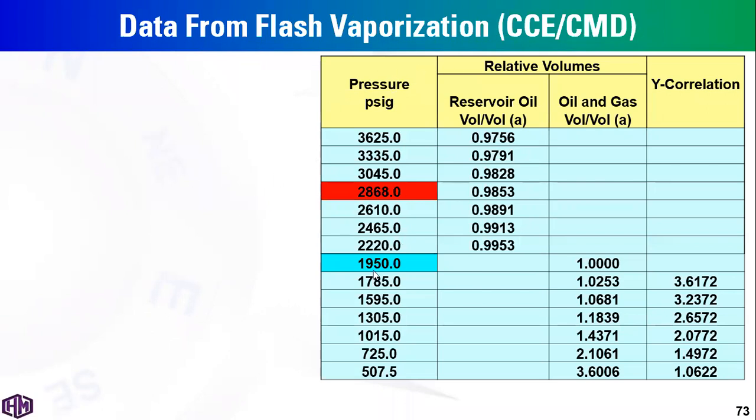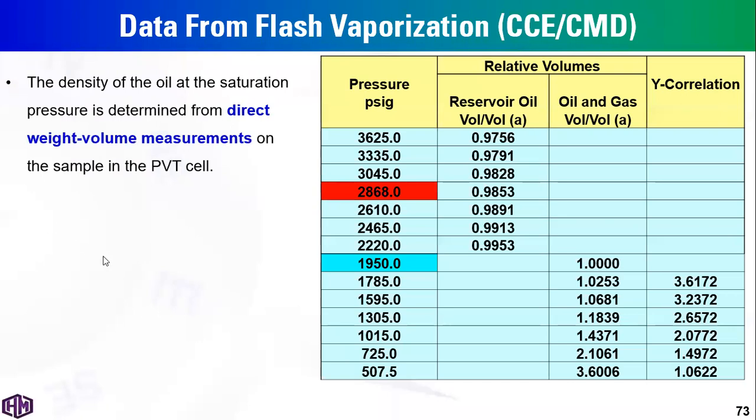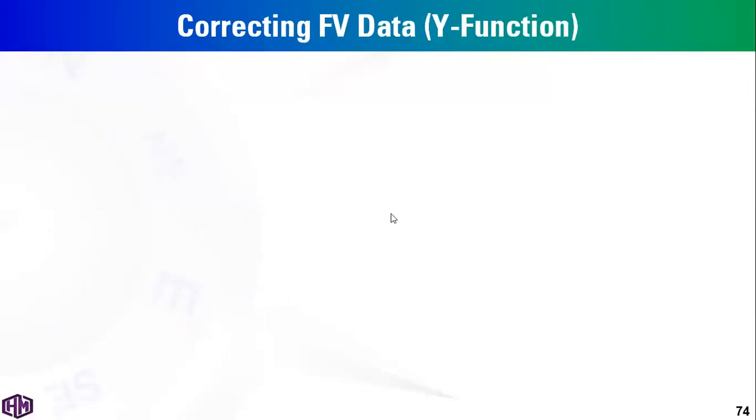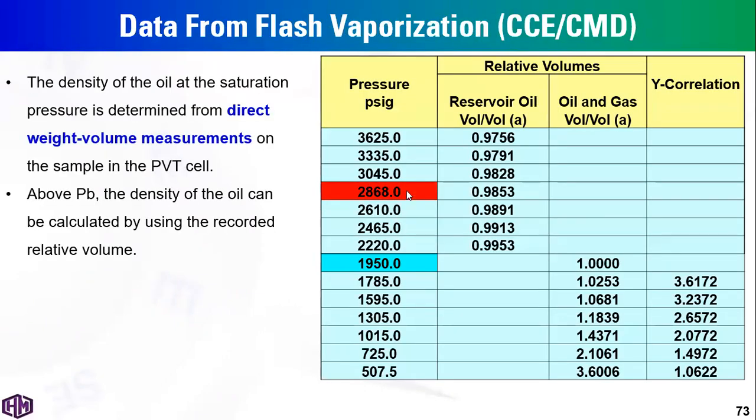So this is the typical result from the flash, or CCE, or CME experiment: pressure against the relative volume, and this is the Y function correction I will highlight in this QC parameter. So the relative volume at the bubble point is equal to 1, because relative volume is VT divided by VB, or V at saturation pressure. And this pressure highlighted in red is the initial reservoir pressure, but the experiment may start at pressures higher than the initial reservoir pressure.